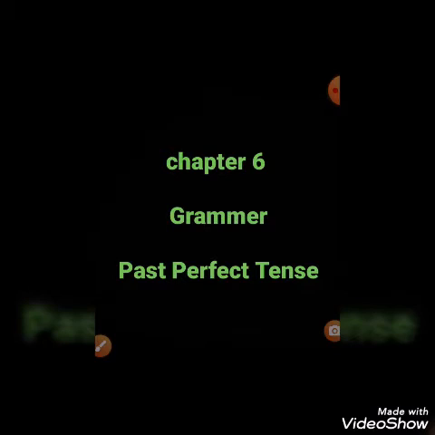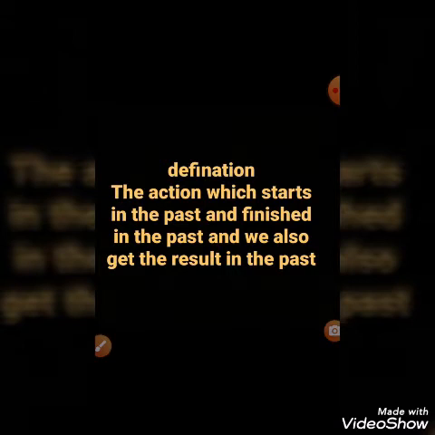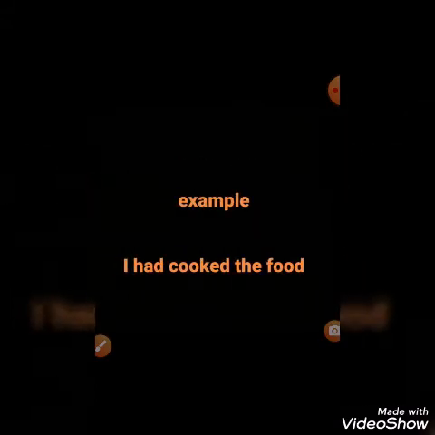Today we are going to learn something new in grammar in chapter number 6, and that is past perfect tense. The definition says that it is an action which starts in the past and finishes in the past, and we also get the result in the past. For example, I had cooked the food means the food that has been cooked by me is already cooked in the past.